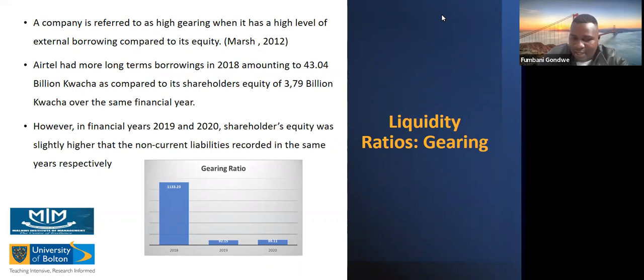On the other hand, for the other years, in this case 2019 and 2020, the relationship between the long-term borrowing and the equity is as follows. In 2019, the long-term borrowing was pegged at 14.5 billion kwacha against the equity of 15.75 billion kwacha. And in 2020, the long-term borrowing was pegged at 23.87 billion kwacha against the equity of 21.09 billion kwacha. So for the year 2018, the gap between the total long-term borrowing and the total equity is very huge. That's why we have a higher gearing ratio.